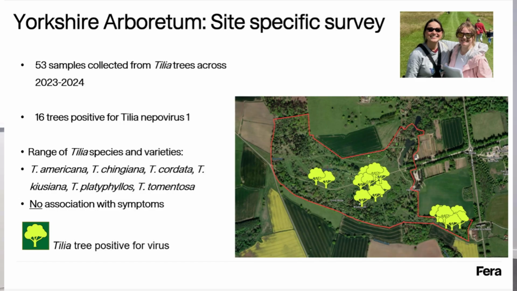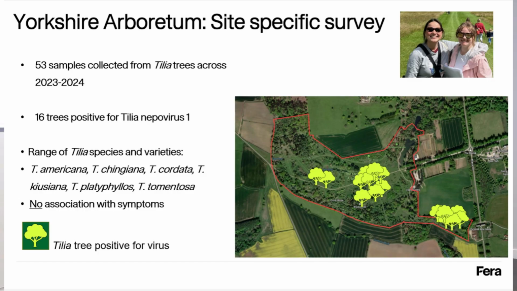Importantly, this virus was present across a range of Tilia species and varieties, so it's not restricted to one tree or one species, and there was no association with symptoms. So, as of yet, we don't really understand what this virus is doing in trees or if it's having an effect on them. So, we've got a distribution. We know it's widespread in the Yorkshire Arboretum. What about the rest of the UK?